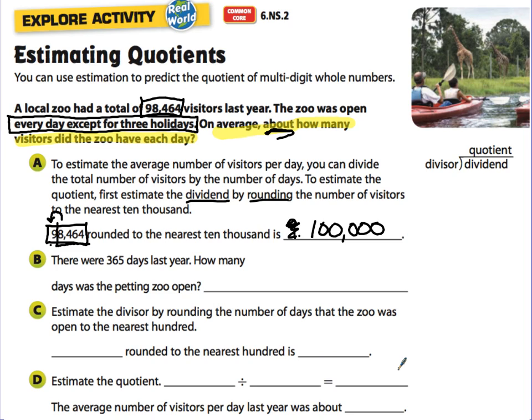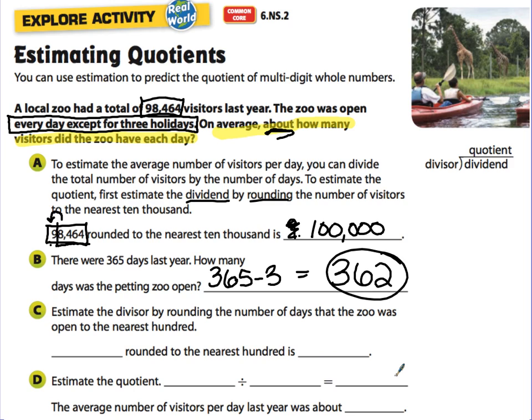Then we know that we're going to work with the divisor. We know that there are 365 days in a year, but it was closed on 3 of those days because they were holidays. So if it was 365 days in a year and it was closed for 3 days, we have to subtract 3. So we know the zoo was open for 362 days.